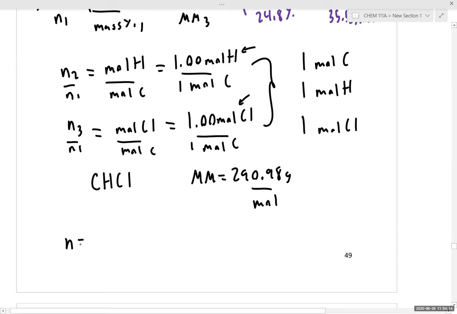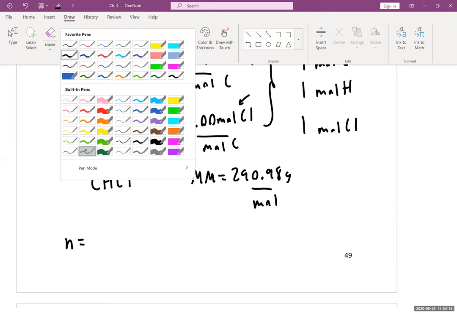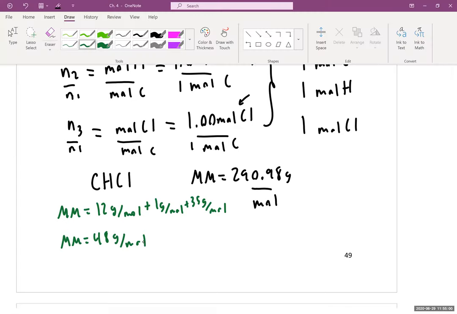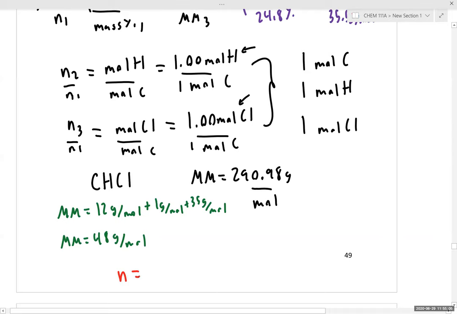Okay, so next we calculate N. In order to do that, we need our empirical mass. So let's get the empirical mass. That in turn would give us 12 gram per mole plus 1 gram per mole plus 35 gram per mole, which gives us a total molar mass of 48 gram per mole. Now, punching this into our calculator, N would be equal to the molar mass of our molecule, 290.98 gram per mole, divided by our empirical mass, 48 gram per mole.